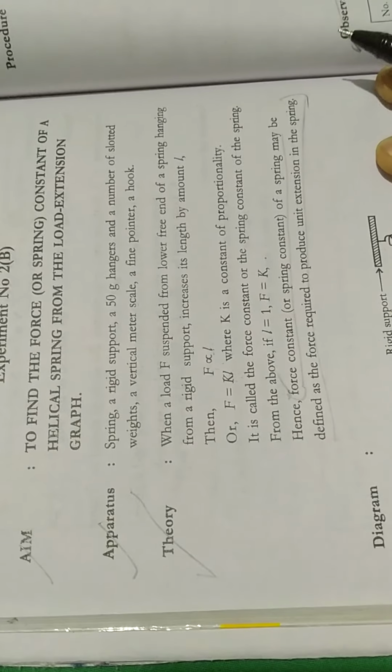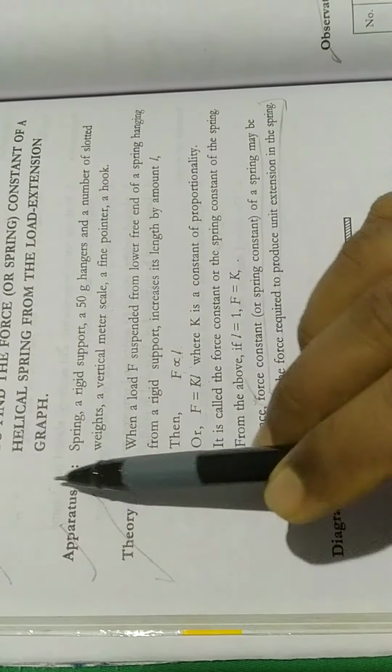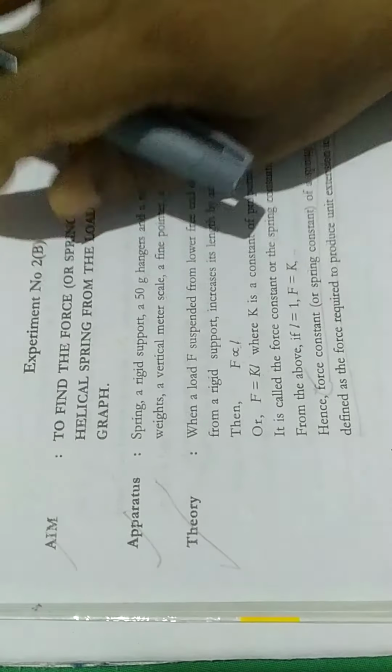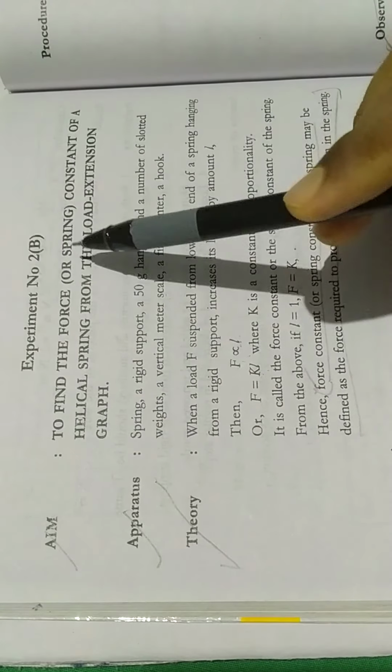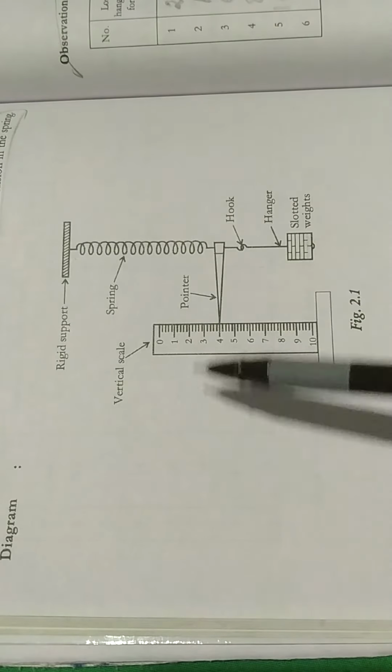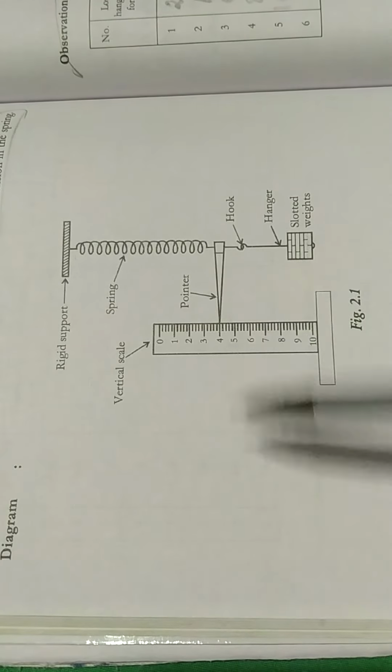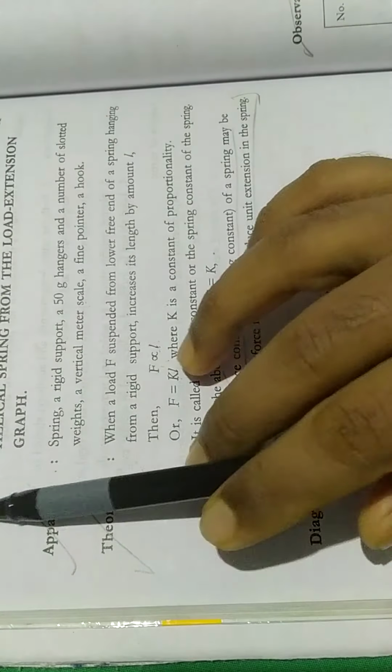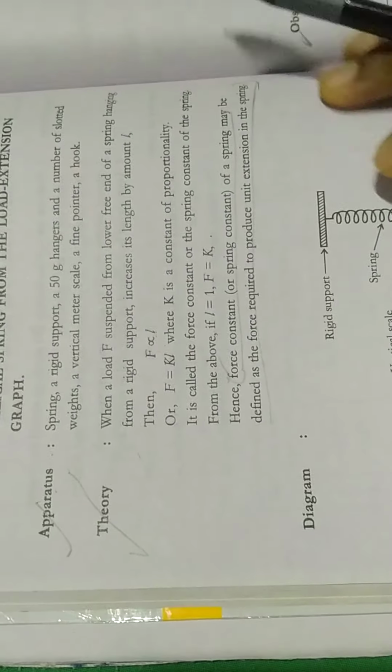In the practical record book, you have to write in detail. How to write, I am telling you. Since you are writing for the first time, first you write the aim of the experiment: to find the force or spring constant of a helical spring from the load extension graph. Then you write apparatus, then theory, whatever is there, as it is. Then you give the diagram. The diagram you have to give on the back pages of your practical record book, and on the ruled pages you write the aim, apparatus and theory.